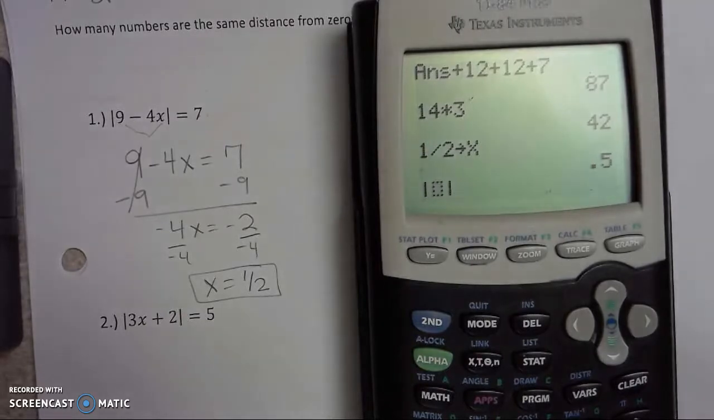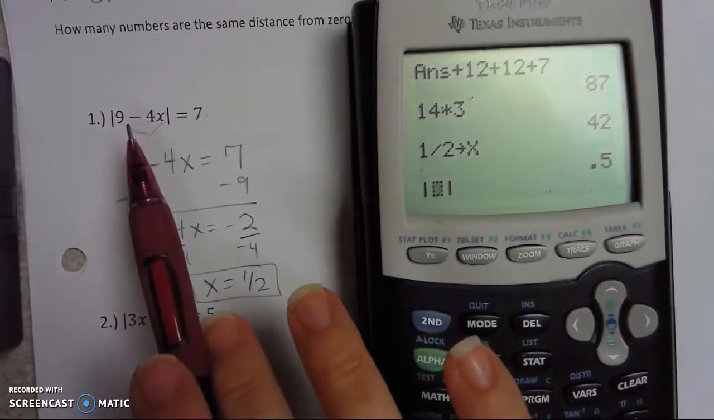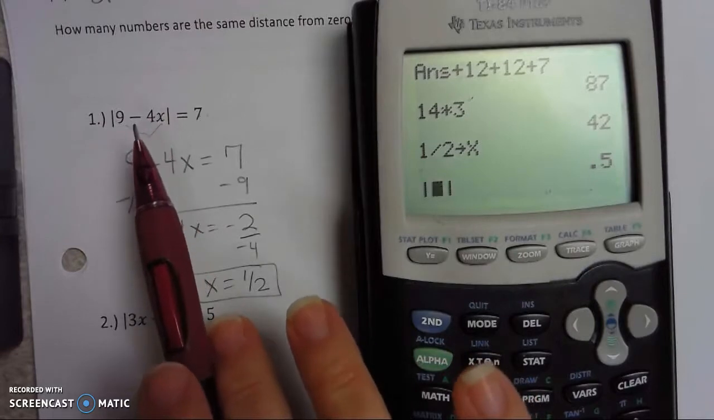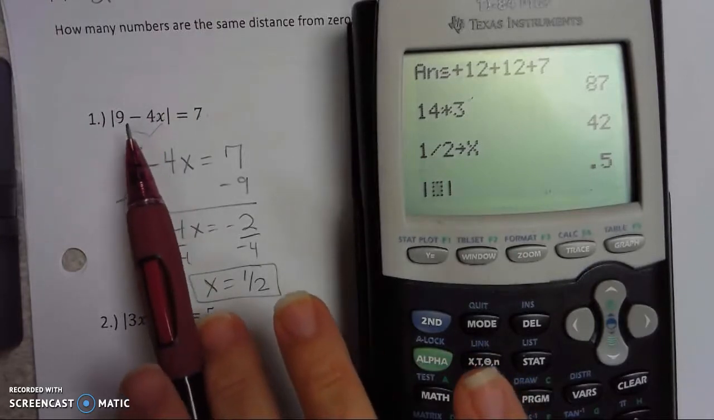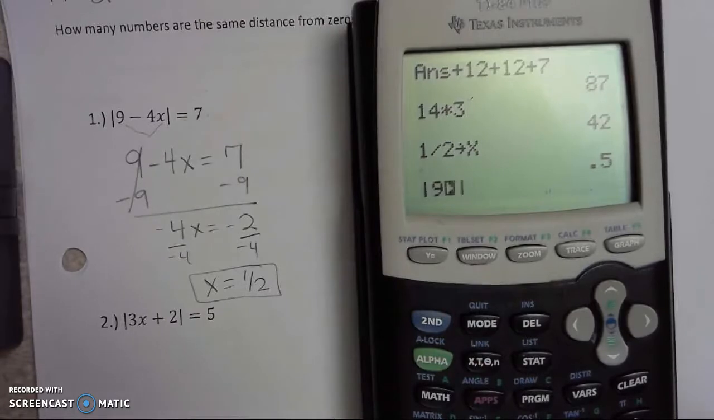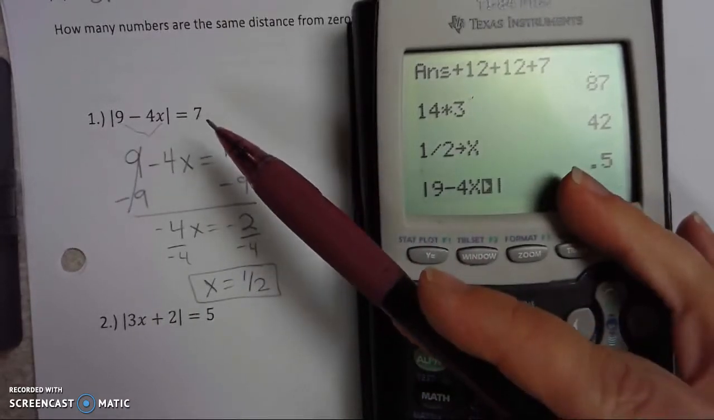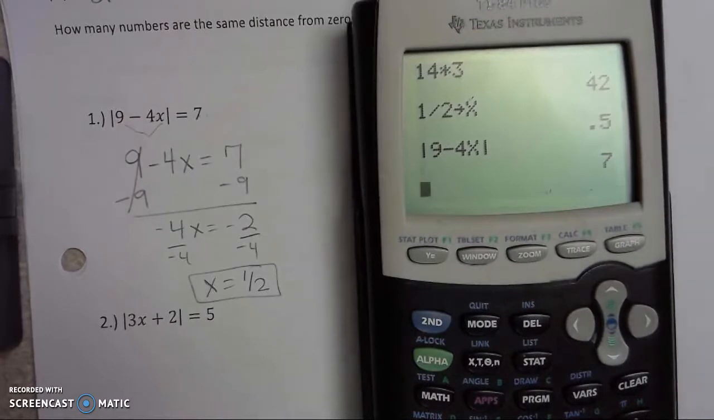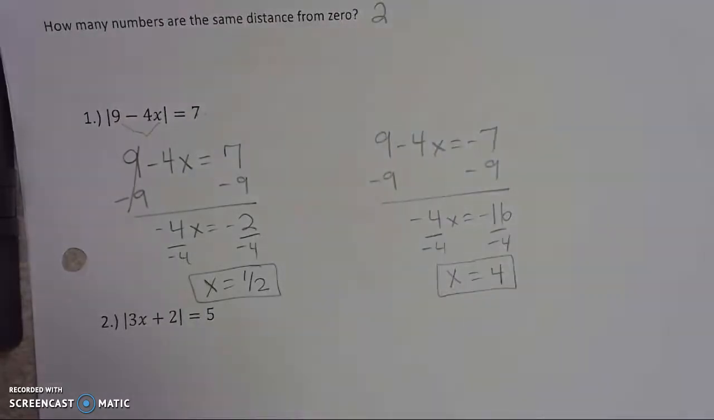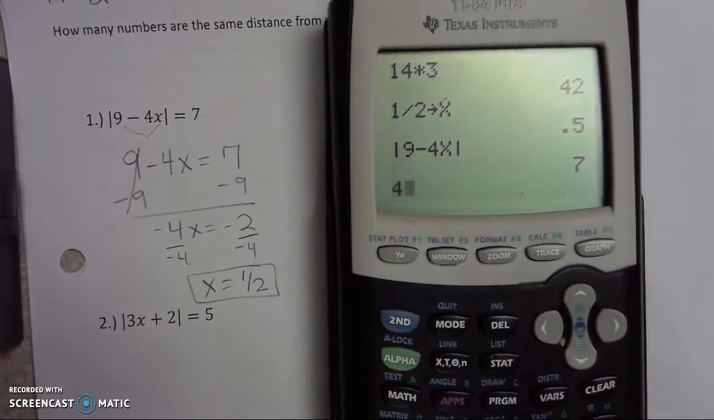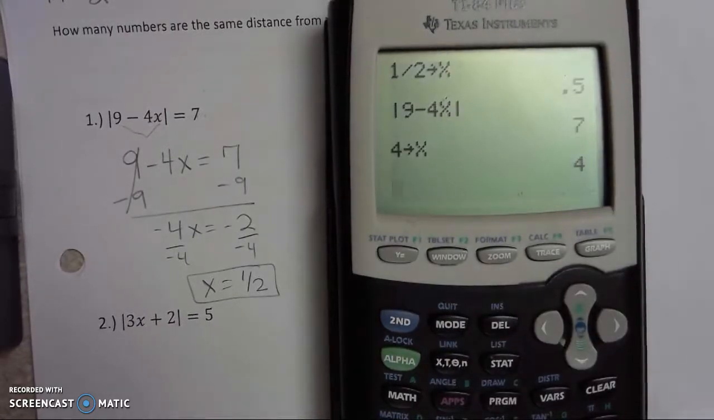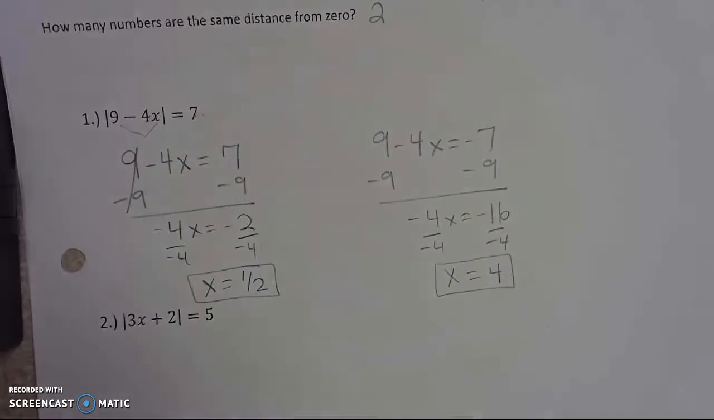I'm going to choose that, and then I'm going to type in any expressions that have a variable in them, doing one side of the equation at a time. The only thing I have is 9 minus 4x. I'm going to type that in. If my answer of 1/2 is correct, I should get a value of 7. And I do. Our other answer was 4, so let's store 4 in x. Then I enter the absolute value of 9 minus 4x, and that is 7. So I know both of my answers are good.